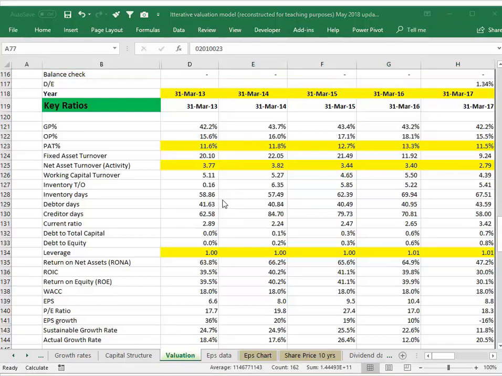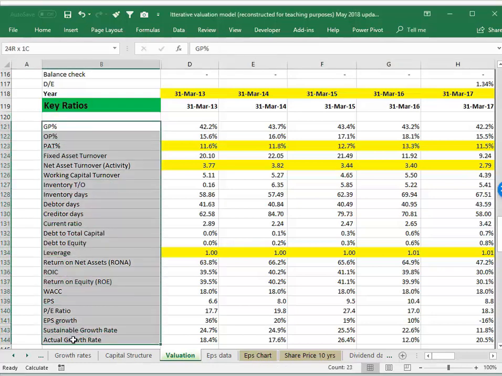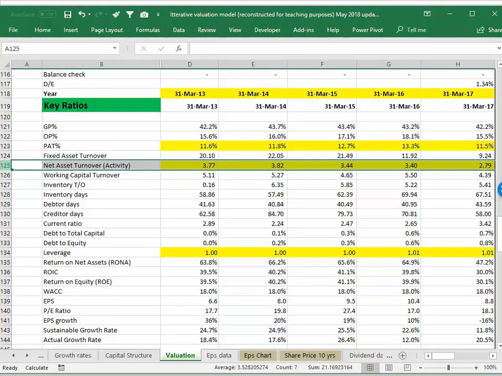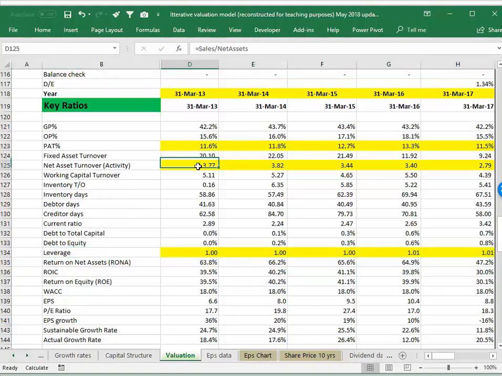So in this ratio analysis, we have a number of different ratios that we're measuring here. The ones that I've highlighted are the profit after tax, the net asset turnover rate, which we refer to as our activity ratio, and here is the leverage ratio. So I wanted to identify profitability, activity, and leverage. And if we multiply profitability, activity, and leverage, remember we end up with the return on equity result.